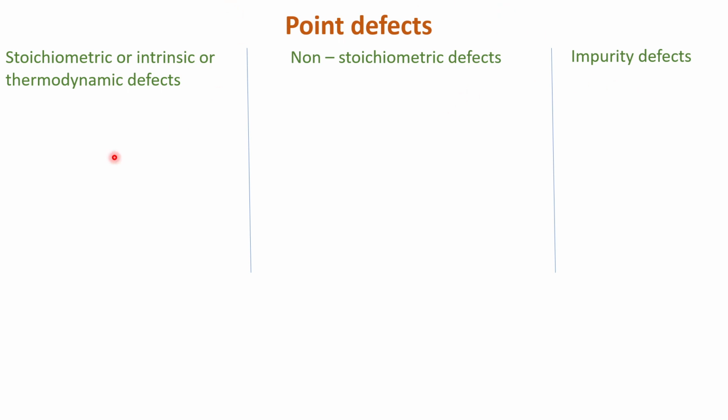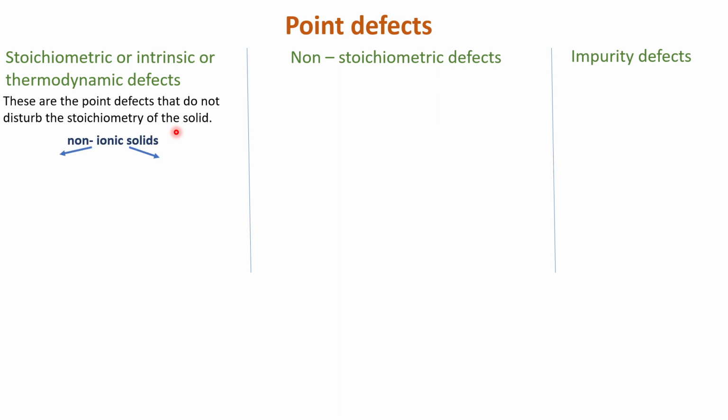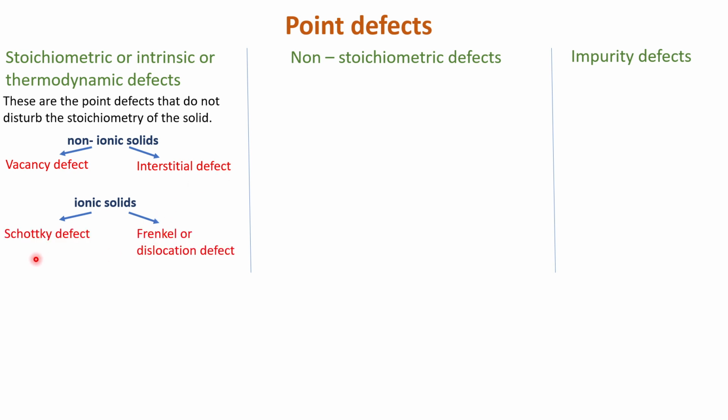What is stoichiometric defect? Stoichiometric defects are the defects that do not disturb the stoichiometry of the solid. The number of cations will be equal to the number of anions here. So in non-ionic solids, these are of two types: vacancy defect and interstitial defect. And in ionic solids, these are called Schottky defect and Frenkel dislocation defect. We'll further discuss all this, so have patience and try to understand systematically.